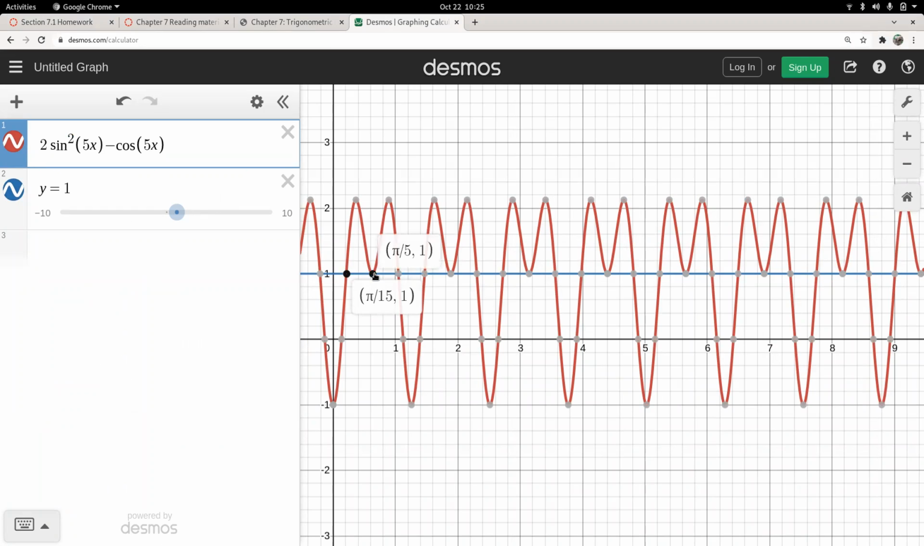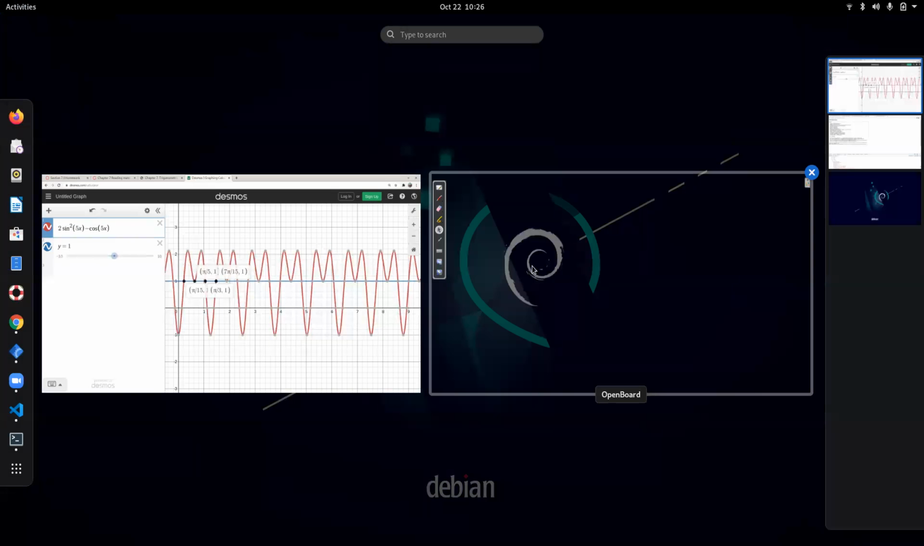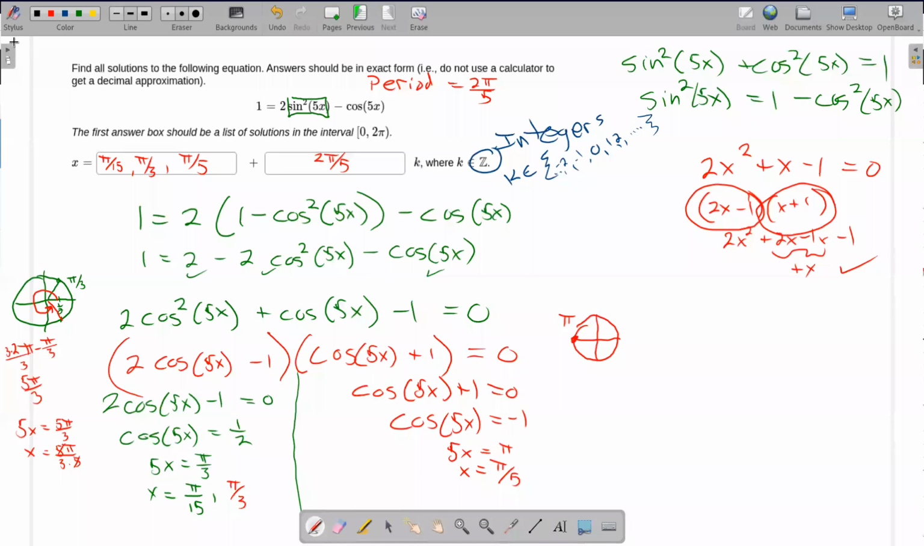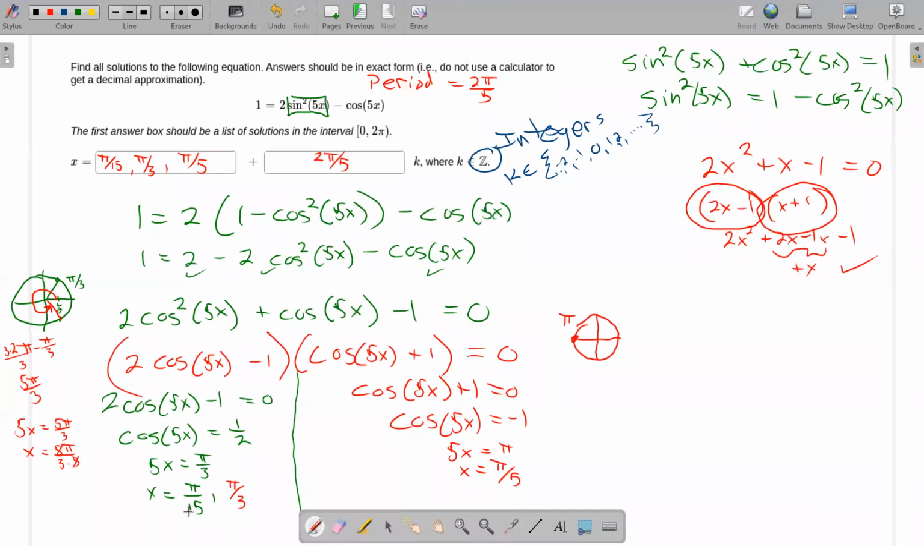My second solution, there's the pi over 5, yep. And my third basic solution is the pi over 3. And then my claim is that this next one over here is 2 pi over 5 plus my first solution. So let's double check that. So the computer says it's 7 pi over 15. And if I go back to my notes to double check, if I take my first solution here, let's highlight the pi over 15, and I add 1 period, that should give me the 4th point down the road here.